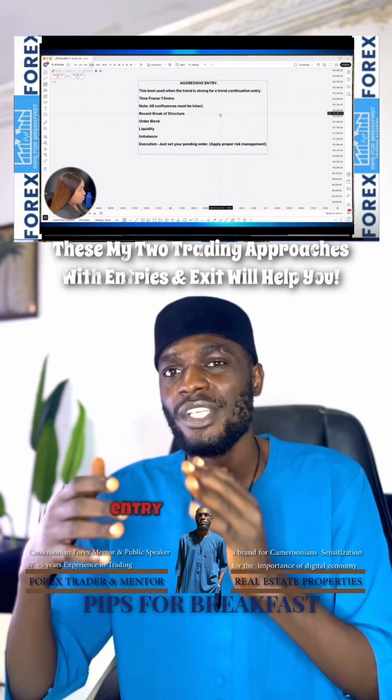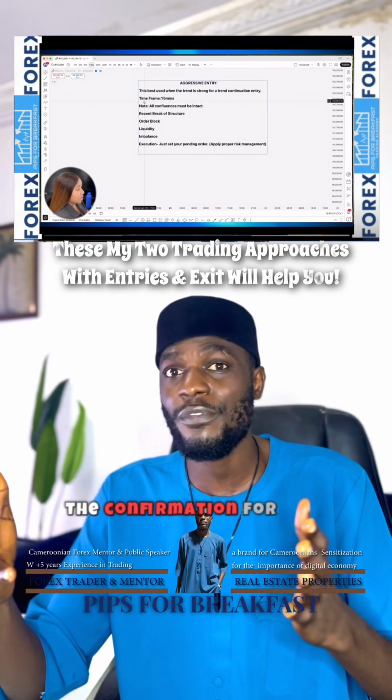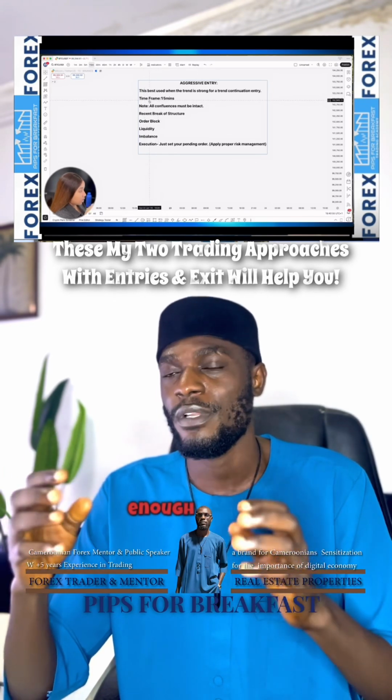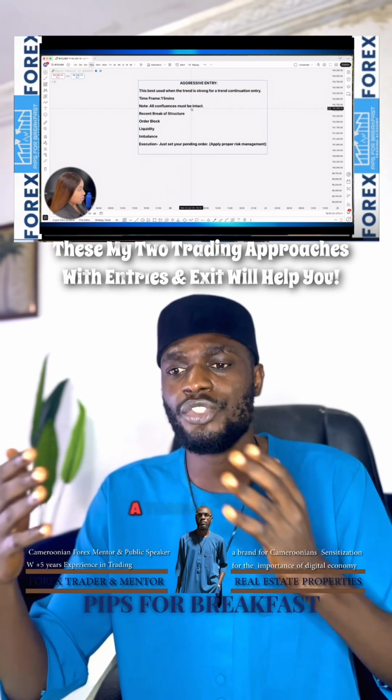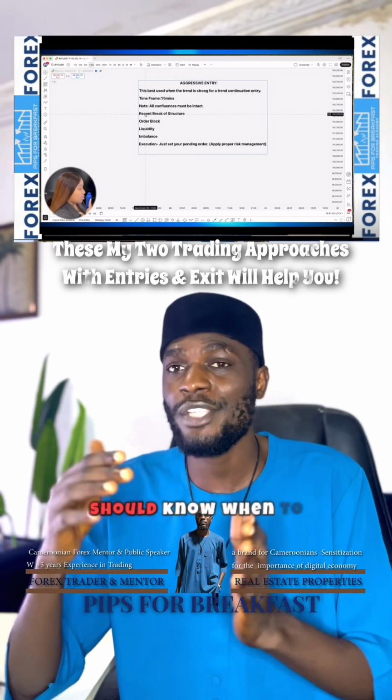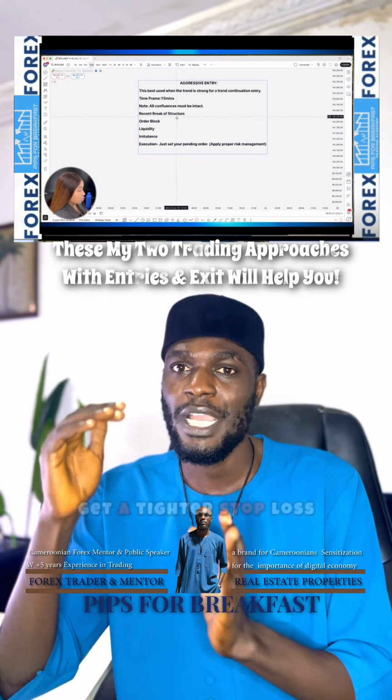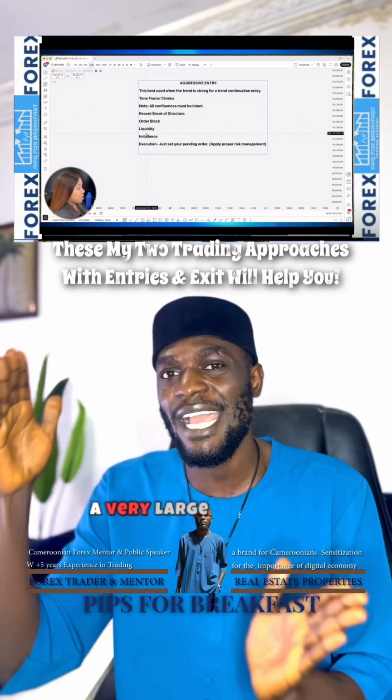And conservative entry model is when the confirmation for that trade is not clear enough, so I give the market room to play. This is where a trader should know when to get a tighter stop loss and when to get a very large stop loss.